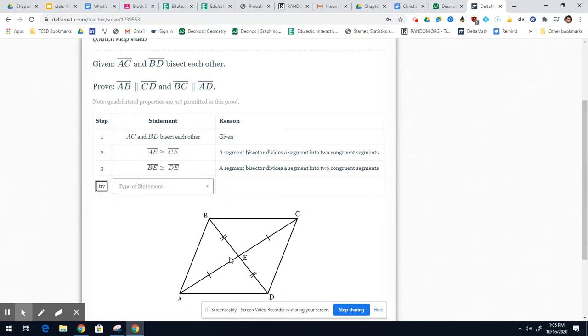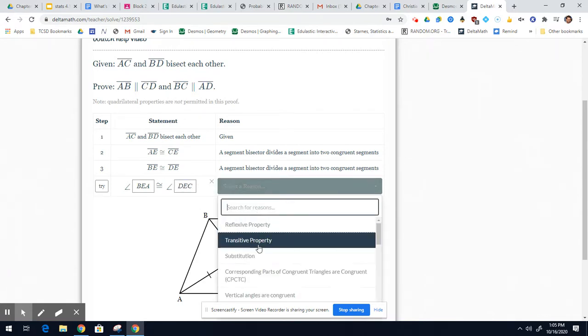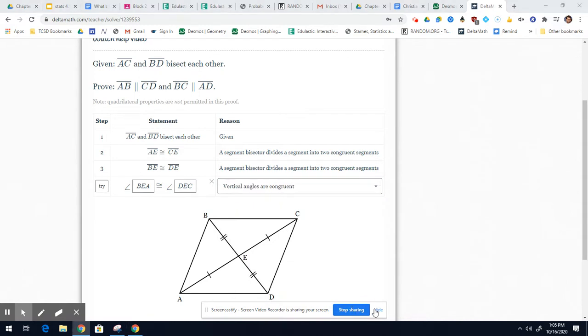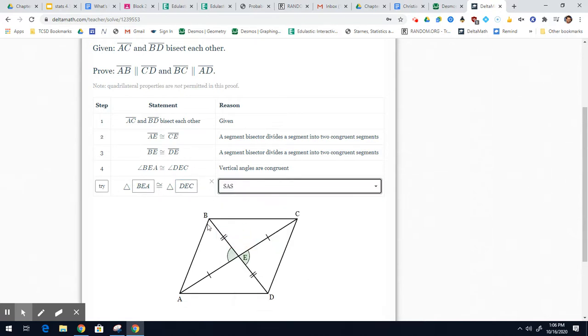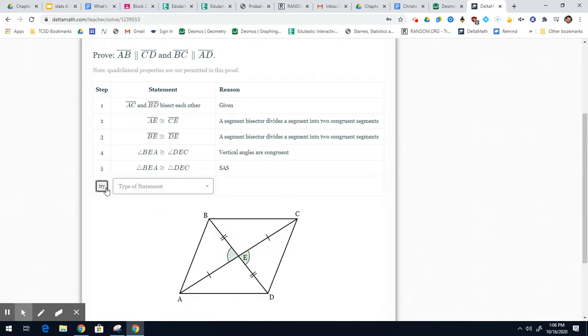Great. And now I use these two vertical angles, so angle BEA, and then this angle, and I'll go in corresponding order, so DEC. BEA and DEC are going to be congruent, and that is because they are vertical angles, and vertical angles are congruent. Nice. And now you can see my two triangles are drawn side, angle, side. So triangle BEA will be congruent to triangle DEC, and that's by side, angle, side. Okay, great. So why is that helpful?